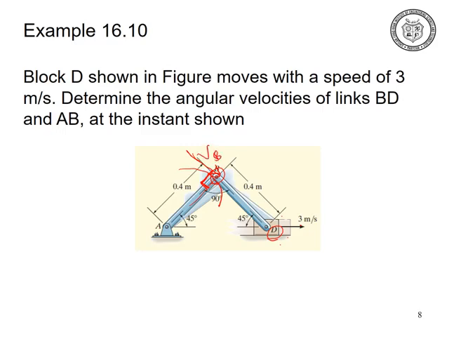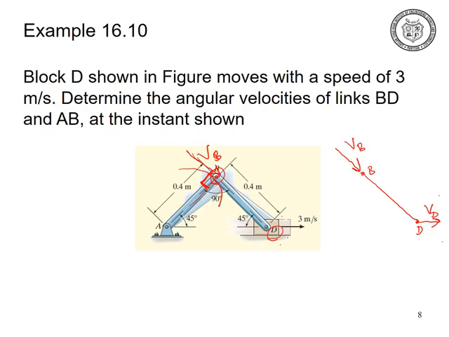If I draw the link BD, this is the link BD. This is the particle D, and this one is the particle B. On the particle D, the velocity acts in the horizontal direction, which is VD, and on the particle B, the velocity acts downward, which is VB. This is the velocity on the particle B.